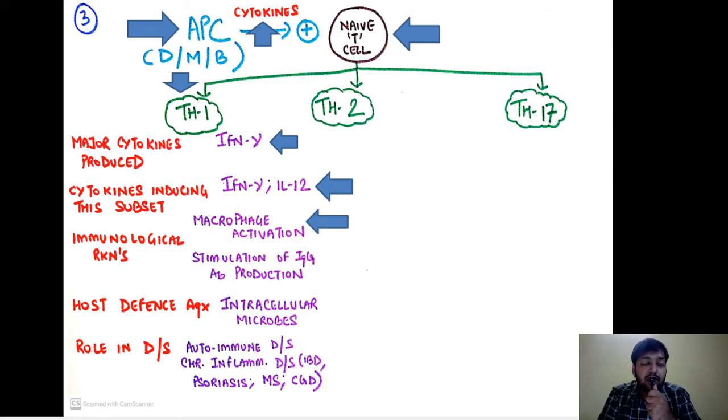What are the immunological reactions of this? They cause macrophage activation, and they are also going to stimulate IgG antibody production. Now they are providing the host defense against intracellular microbes, and they have a role in certain diseases, that is autoimmune disease, chronic inflammatory disease like IBD, psoriasis, multiple sclerosis and chronic granulomatous disease.